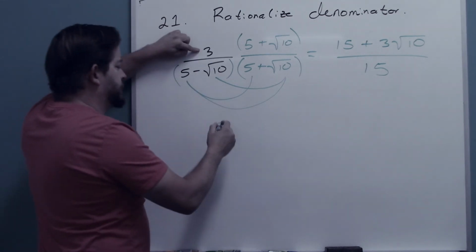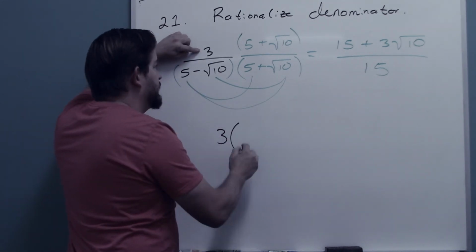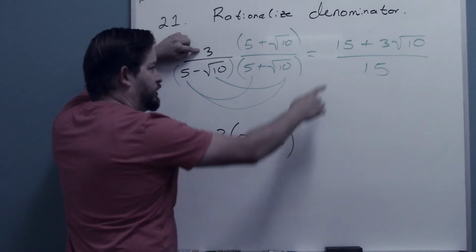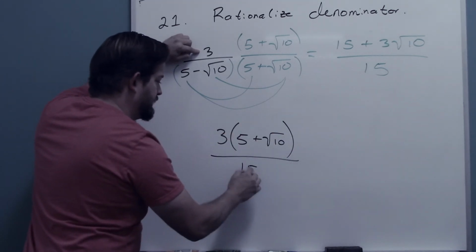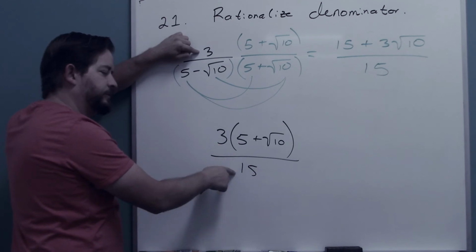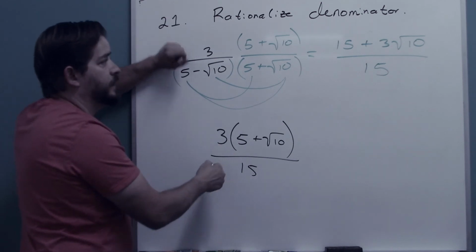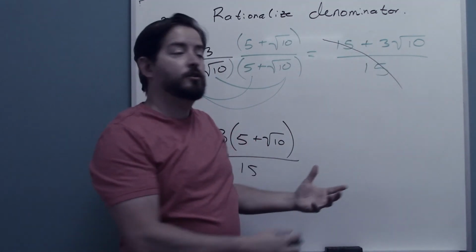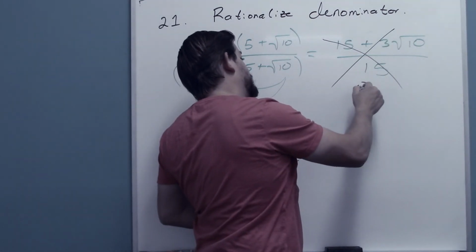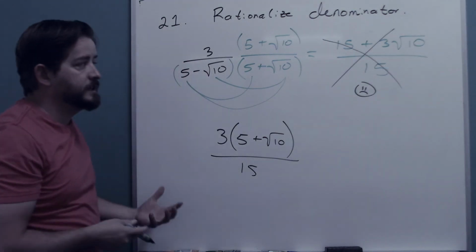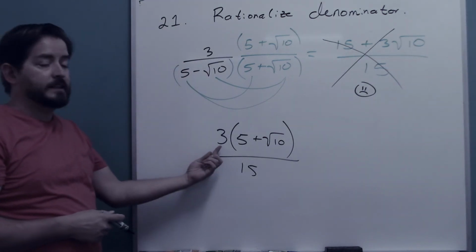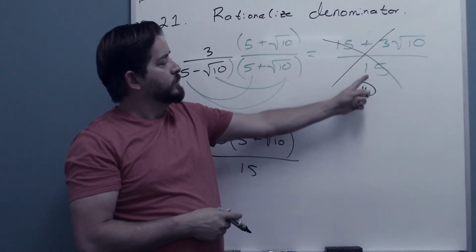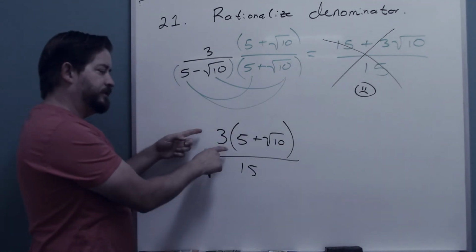But if I leave it as a 3 on the outside, and then a 5 plus root 10 on the inside, over that 15, it's easy to see that a factor of 3 and a factor of 15 can simplify. I don't want to see you come over here and say, oh, the 15s cancel. No, because now you're 100% wrong and you lose points on your test. Don't do that. They don't cancel unless they're factors. You can't cancel something that's part of a sum with something in the denominator. It has to be factored out.